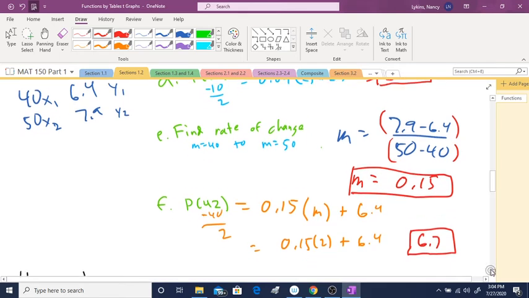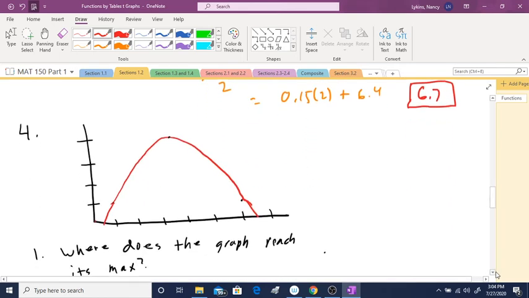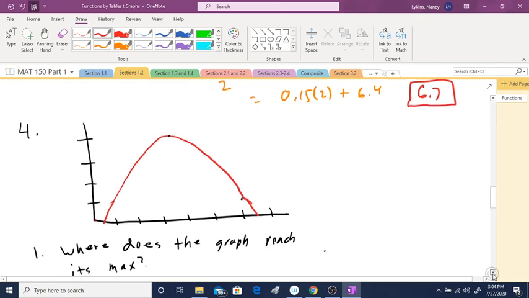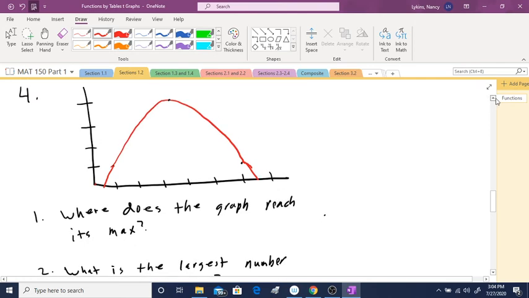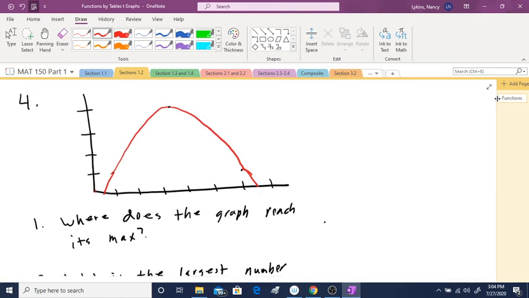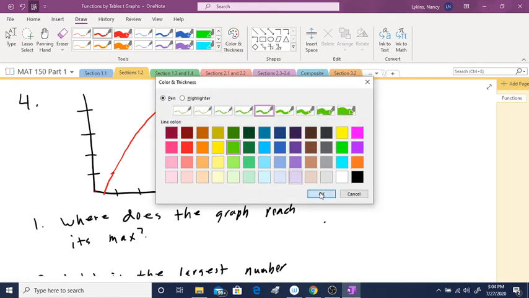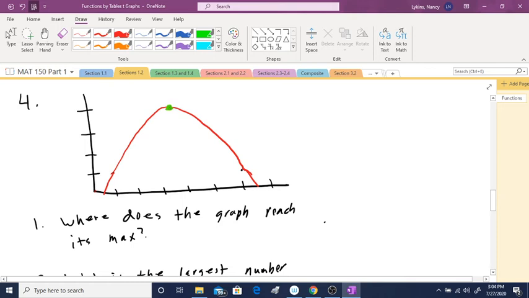Now, say if you have a graph, and I've got a curve here. Where does the graph reach its max? Well, the max of this graph would be here. We're going to learn this later on. This is going to be the vertex. Okay? So what I'm going to do is a dotted line here to there, dotted line back. I'm going to give my x and y values.